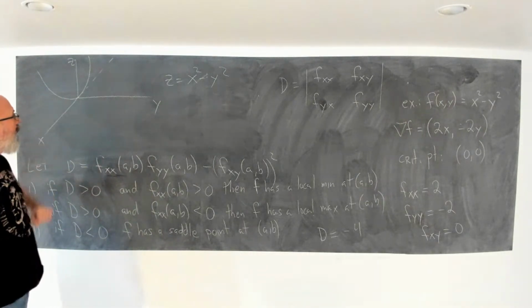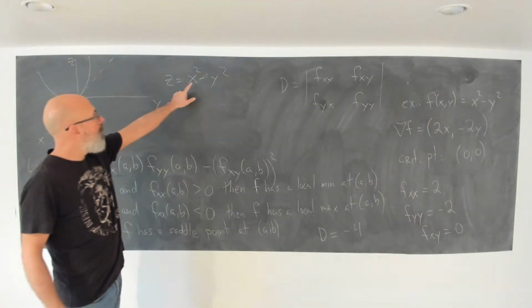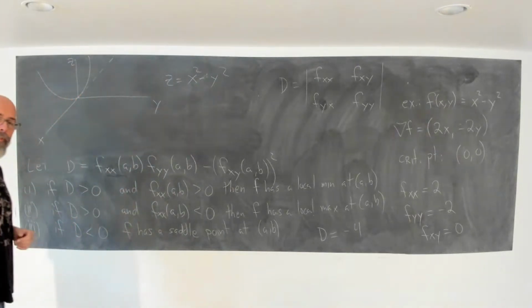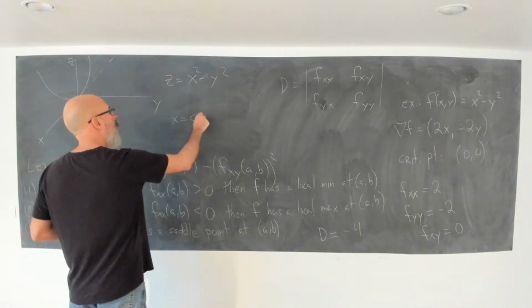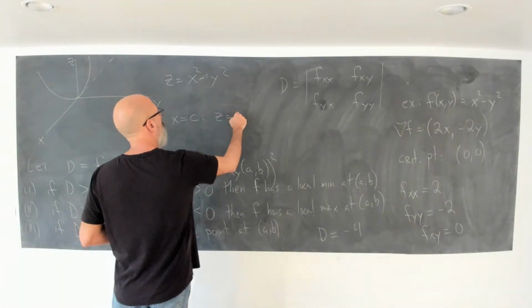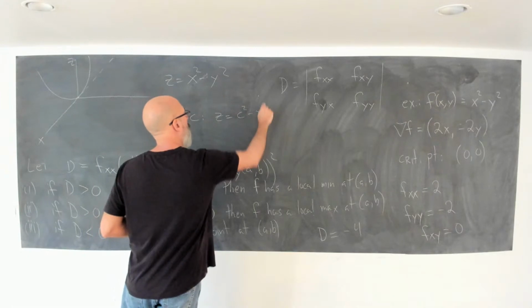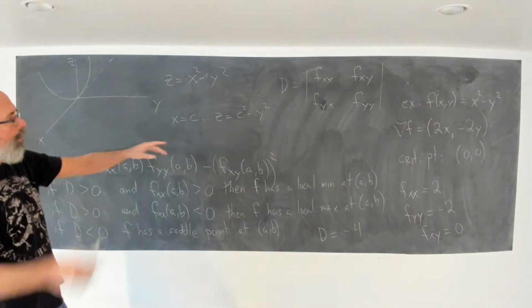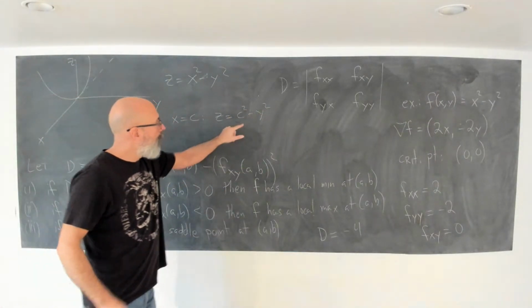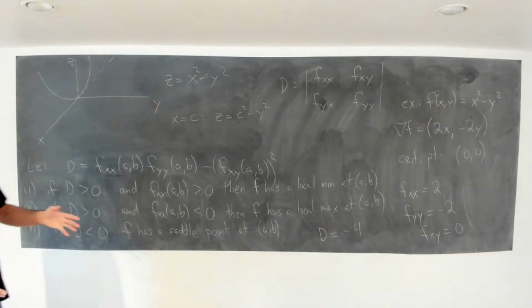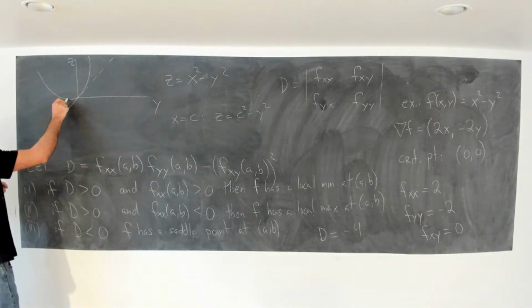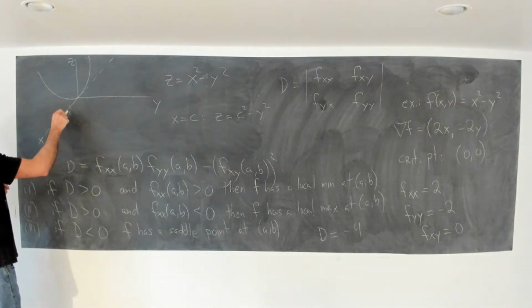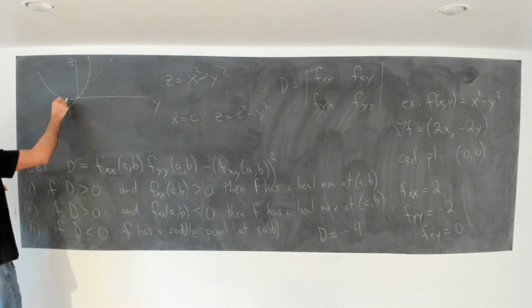And now if you fix a value of x, if x is c, then z is c squared minus y squared. So this is just a constant here. So it's a parabola coming down. A parabola which starts on these values of x, on this graph, and it's coming down.